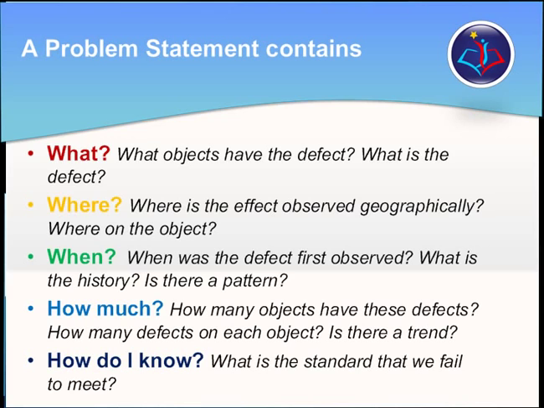You look at when this was a problem. When was it first observed? What is the history? Is there a pattern? You then define how much is this a problem? How many objects have these defects? How many defects in each object? Is there a trend? Then you ask, how do I know this? What is the standard that we fail to meet?